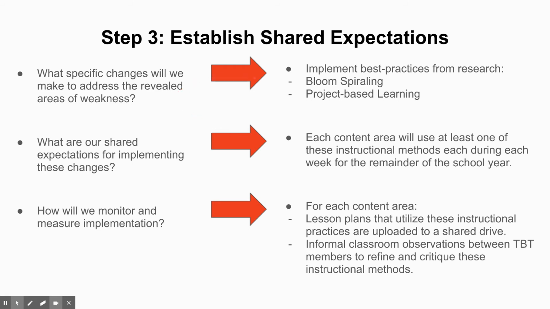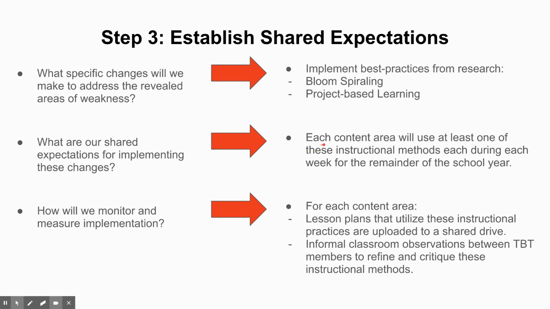So these are the shared expectations that that TBT might implement. So what specific changes? They do the reading, they look at the research, and they implement these best practices from research. They decide that in order to increase analytical thinking ability, they're going to implement in their classroom Bloom's spiraling and also project-based learning. What are their shared expectations for implementing? How are they going to get this done?